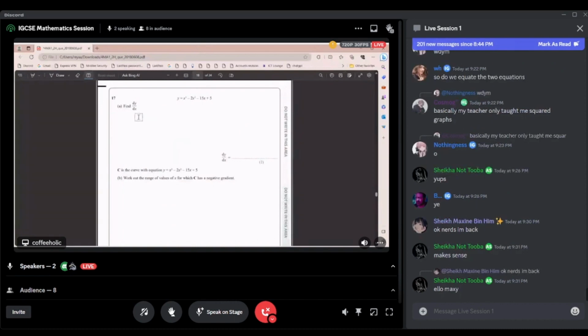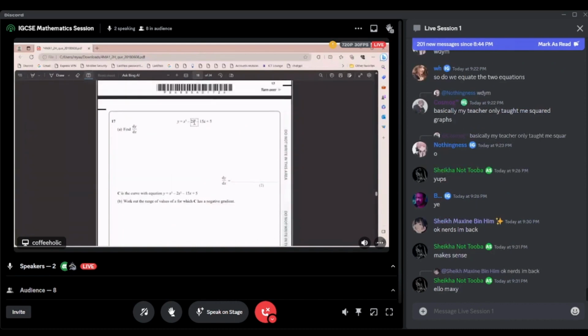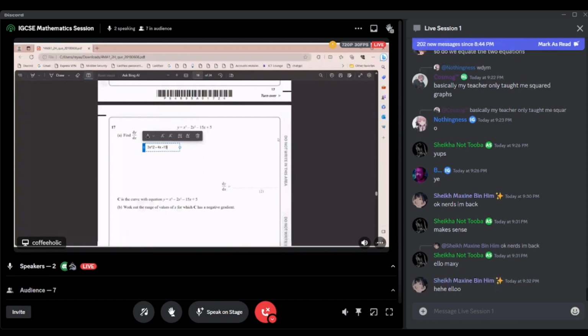So, in this one, you'd have to find dy by dx. This is a simple differentiation where you would multiply the coefficient with the power and then take one away from the power. You'd end up with 3x squared, because 1 times 3, 3x squared, minus 2 times 2, which is minus 4x, because 2 minus 1 is 1, minus 15 times 1 is minus 15, and x would cancel out because it's 1 minus 1, to the power of 0, so you get 3x squared minus 4x minus 15. Is that understood?